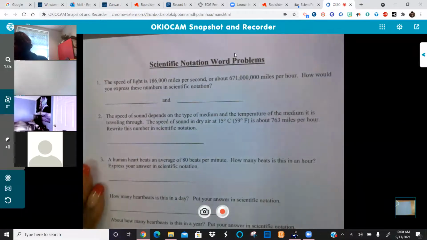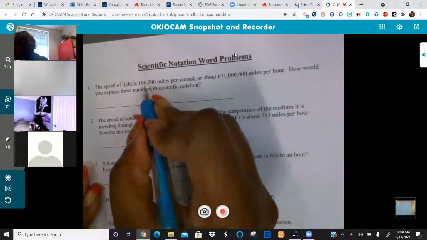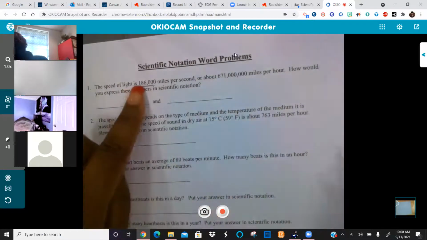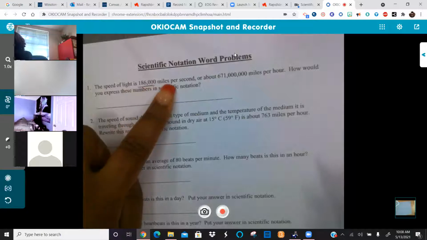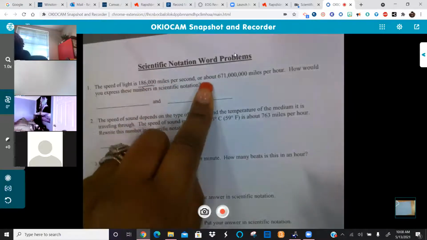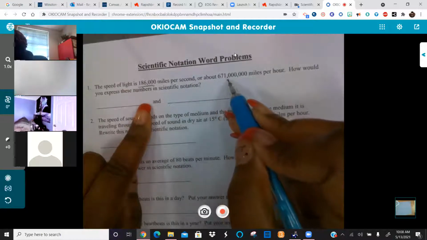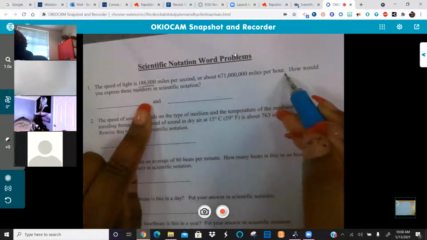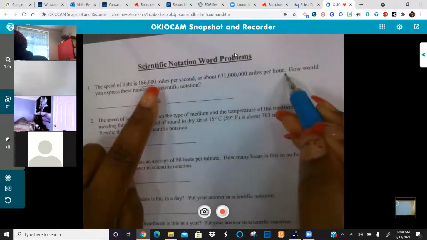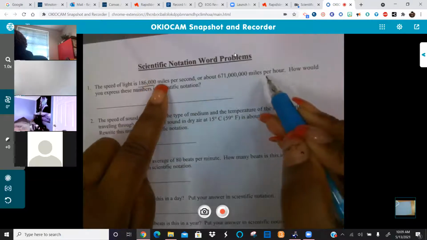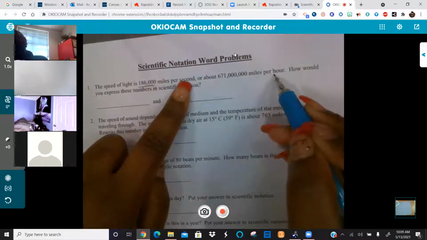All right, the first one, it says the speed of light is 186,000 miles per second, or about, and it says right here, 671 million miles per hour. Okay, so they converted from seconds to hours. Okay.